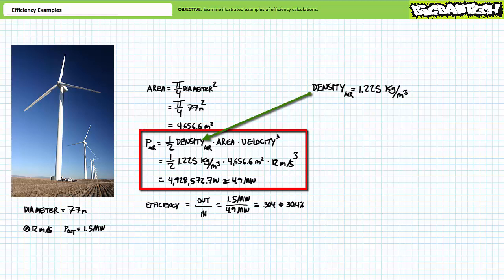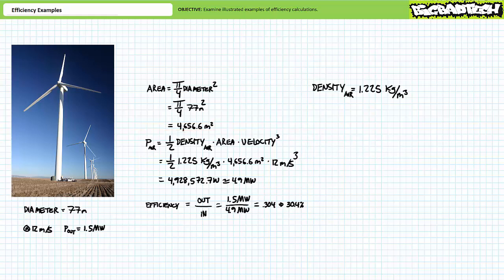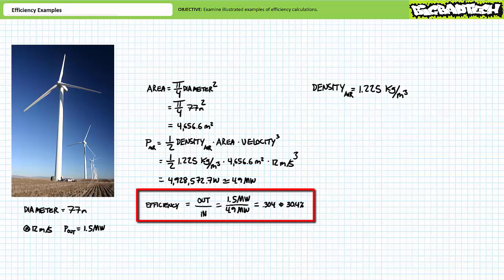Substituting the density of 1.225 kilograms per meter cubed, the area of 4,656.6 meters squared, and the velocity of 12 meters per second into the mechanical power formula demonstrates this turbine is effectively consuming 4,928,572.7 watts, or roughly 4.9 megawatts of mechanical power. Efficiency is output over input. 1.5 megawatts over roughly 4.9 megawatts yields an efficiency of roughly 30.4%.